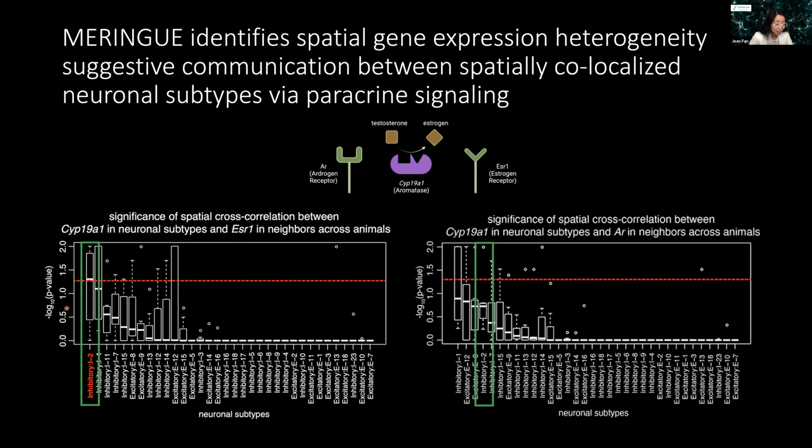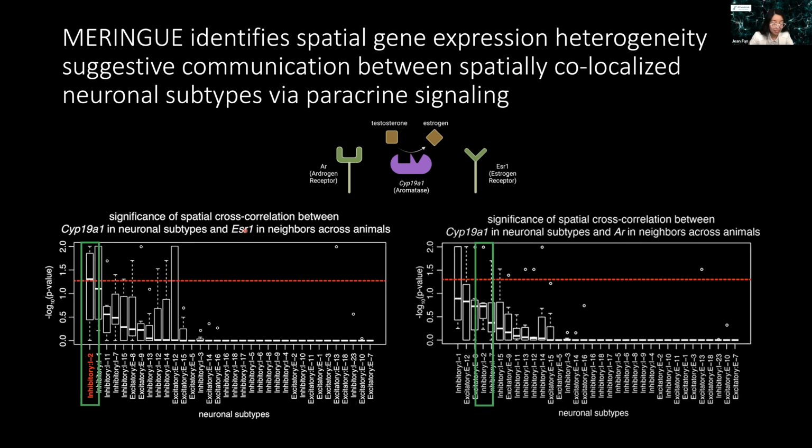And we can look across animals and look at the negative log 10 p-value. And generally, I2 is the only one that came out as significant across animals, though there is some variability across animals there. And in contrast, we don't see this type of similar significant spatial cross-correlation between aromatase and other genes, such as, say, the androgen receptor expression among the spatial neighbors for I2 cells, for example. So this appears to be a relationship unique to aromatase and the estrogen receptor gene.